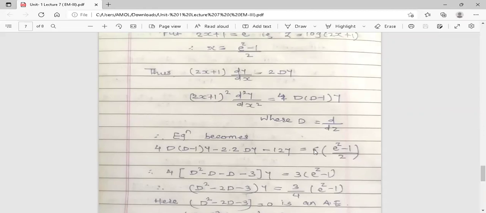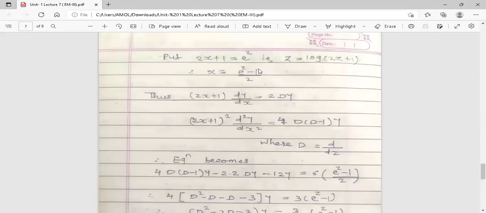Now what is the value of x? We are going to convert that x in terms of z, because our substitution is 2x plus 1 is equal to e raised to z. So x is equal to (e raised to z minus 1) by 2. From this substitution, 6x is equal to 6 into (e raised to z minus 1) by 2. Now 2 threes are 6, so simplifying, the RHS is equal to 3 into (e raised to z minus 1).